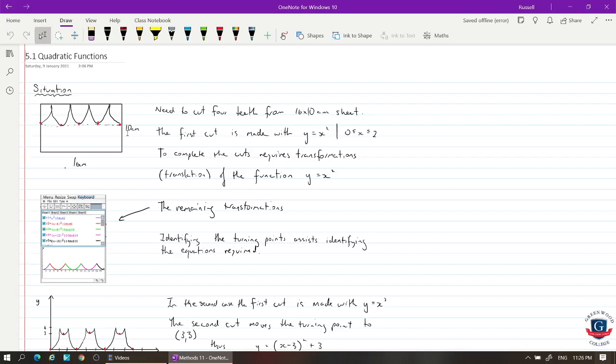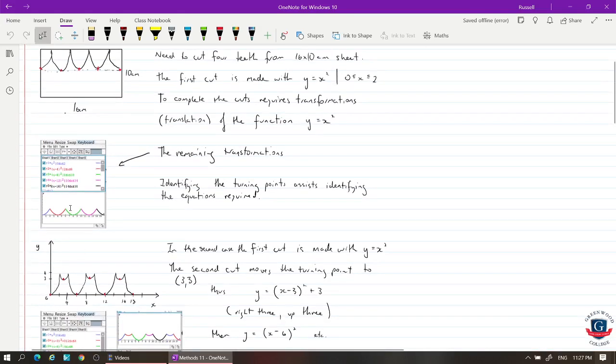Okay, let's have a look at this case. We've got a sawtooth pattern that's being cut by a machine out of a 16 by 10 centimeter sheet. The first cut is made with the equation y equals x squared from 0 to 2, which is this portion here. I've graphed it down the bottom here. Oh, no, I haven't graphed it.